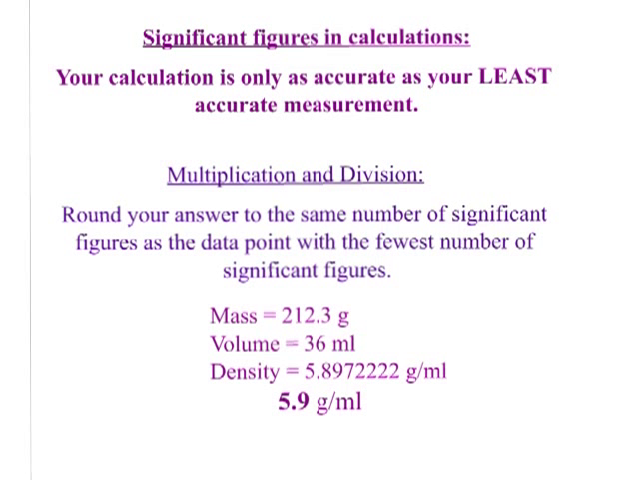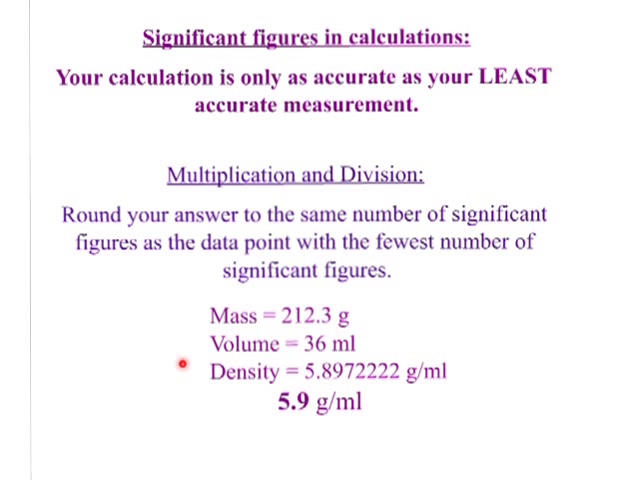measurement. So if I take a measurement and I have 3 significant figures in it, and I take another measurement and I have only 1 significant figure in it, I can only be as accurate in my answer, if I'm going to do some calculations with those numbers, as my very least accurate measurement. So let's do some specific examples, and we're going to first look at multiplication and division. When I multiply and divide, I will round my answer to the number of significant figures of the data point with the fewest number of significant figures.